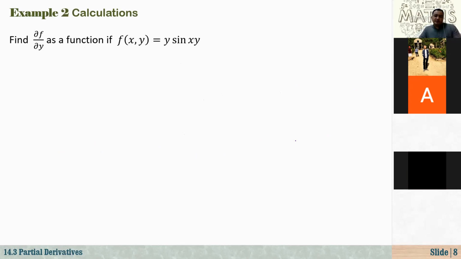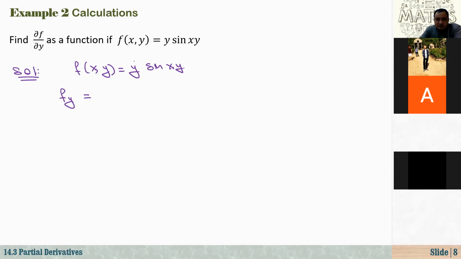Next question, another example. Find the partial derivative of f with respect to y as a function if f of xy equals y times sine of xy. Because we are not calculating this at a single point, right? At any point. So that means the result will be another function. So here our function is f. Let me just write here f of xy is equal to y times sine of xy. So with respect to y, let me just use this notation fy, right?